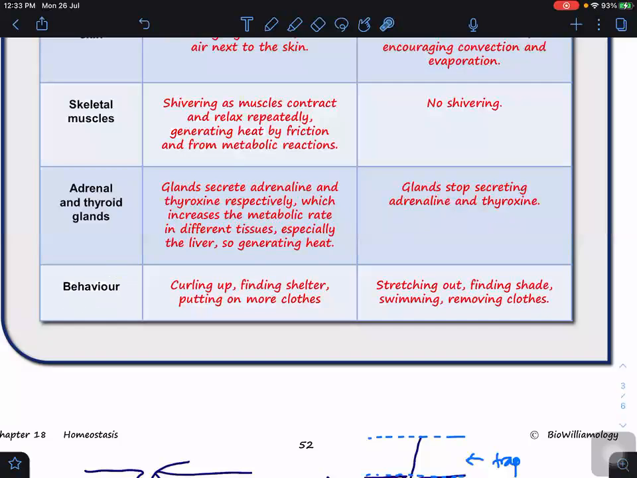So how about behavior in this case? Behavior, for example, you are going to put on more clothes, put on a sweater, find shelter, or turn off the air cons when the core body temperature is low. But if your core body temperature is high, you tend to find shade, you won't put yourself under the sun, you go swimming, you remove clothes, stretching out, so that you will be able to release the heat energy.